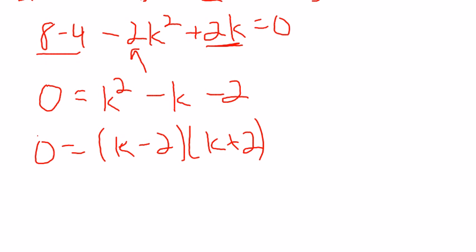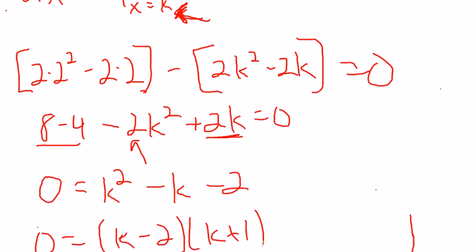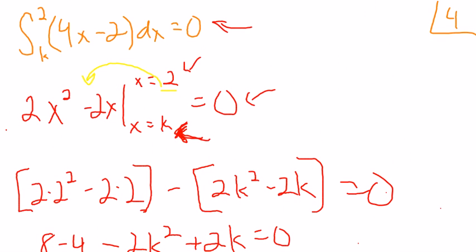not k plus 2, k plus 1, which tells me that k is equal to 2, or it is equal to negative 1. If you're doing it geometrically, if we look up at the top, remember my answers were k equal to 2, 1. Well, yeah, it makes sense.